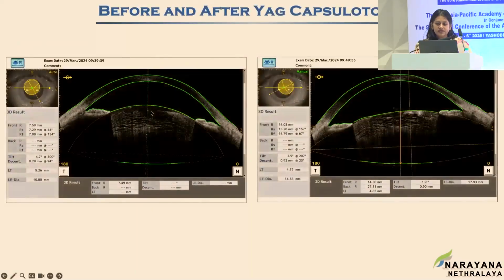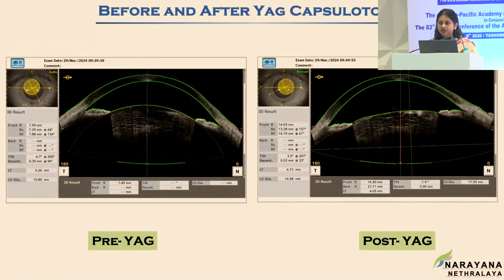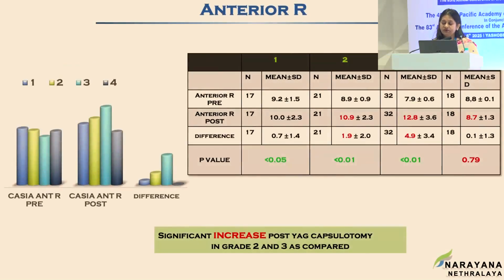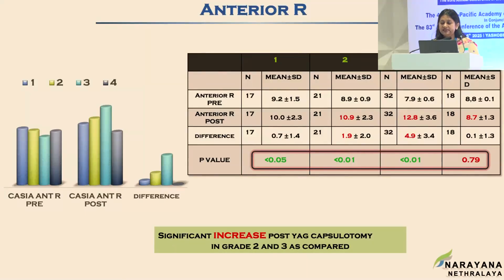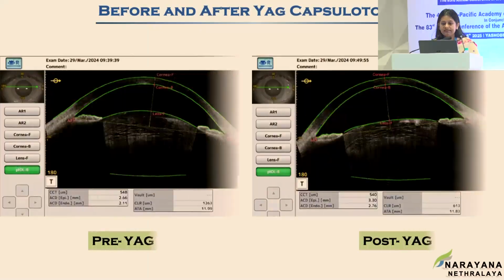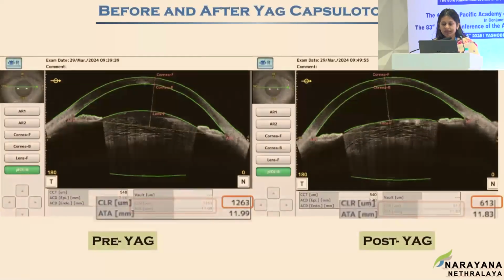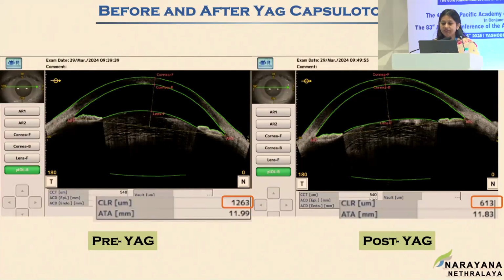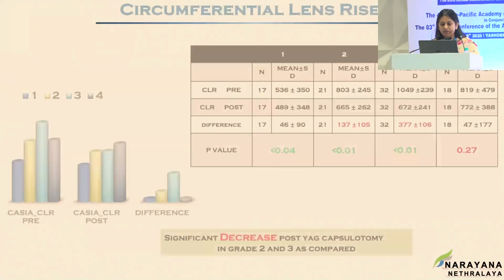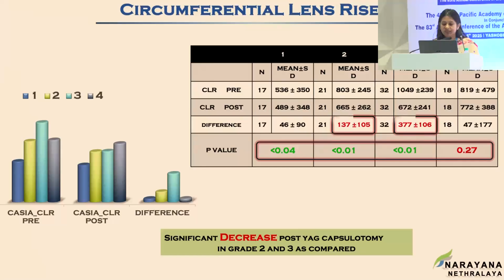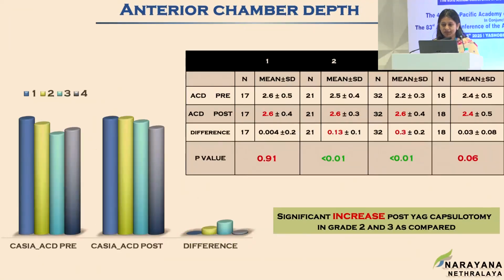So these are our results. This is a patient showing pre and post YAG. If you look at the anterior curvature, it has flattened significantly. This difference was statistically significant, especially for group 2 and 3. Similarly, if you look at the circumferential lens rise, pre and post YAG, it has decreased from 1263 to 613, and the difference was significant again in grade 2 and 3. Similarly, the anterior chamber depth increased.